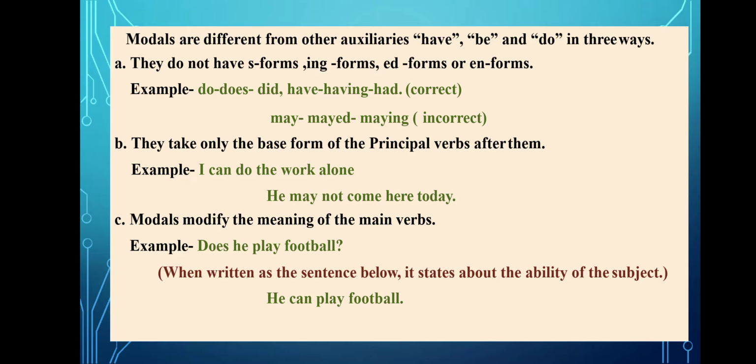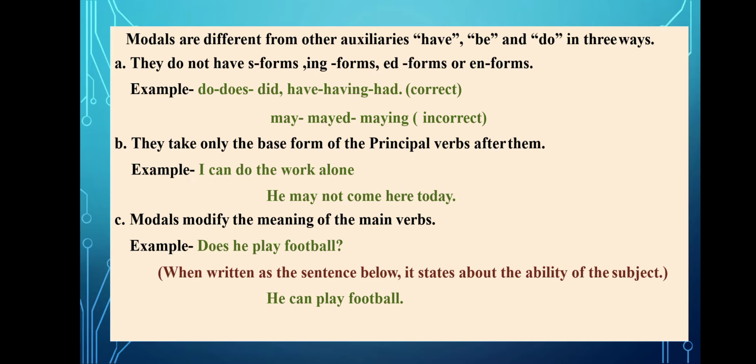Number A. They do not have s forms, ing forms, ed forms or en forms. Example: do, does, did. Have, having, had. But we will not say may, made and maying. So modal verbs don't have s forms, ing forms, ed forms or en forms. We will not add anything with may, or with can, could and so on. We will keep it as it is.